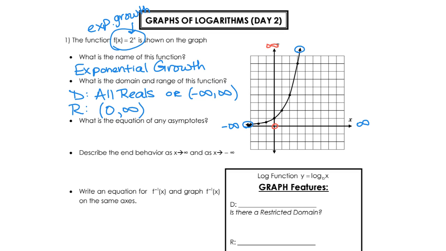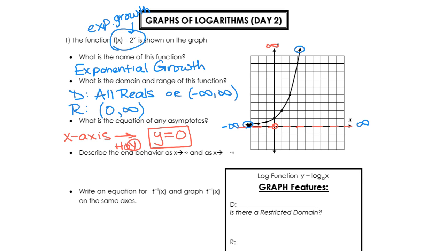Now they want to know what is the equation of any asymptotes, which we just talked about, is the x-axis. However, that's not an equation. So we have to remember that the x-axis is a horizontal line. So think y. Think y equals the number, which is 0. Y equals 0 is the equation of your asymptote, which is this nice horizontal line that traces right over your x-axis.